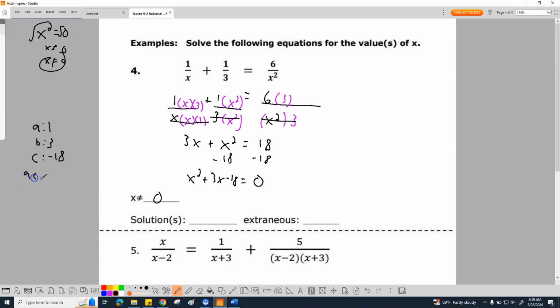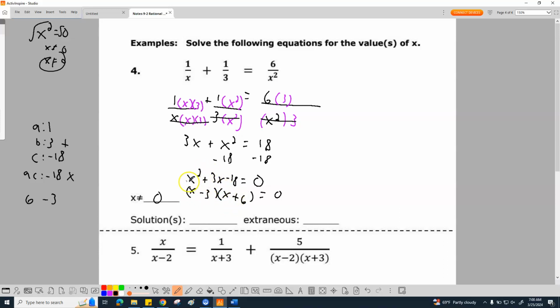A times C is negative 18. So you need numbers that multiply here and add here. Multiply here, add here. So I'm looking at 6 and 3, because 6 times 3 is negative 18, and then that's a positive 3. So let me do negative 3 here. 6 times negative 3 is negative 18. 6 plus negative 3 is in fact 3. So I can go ahead and write this out just like this: x minus 3 and x plus 6 equals 0.